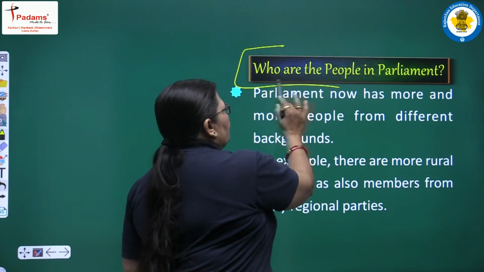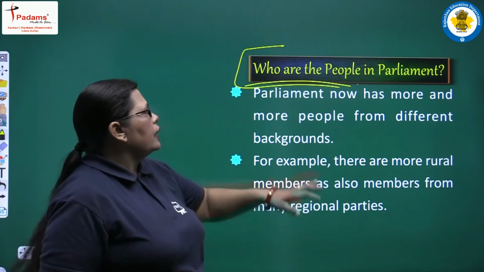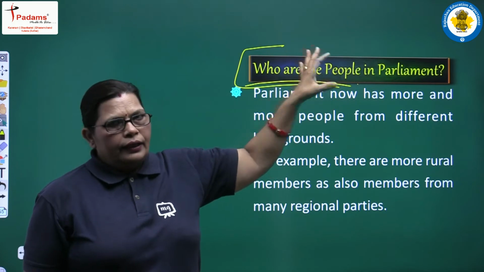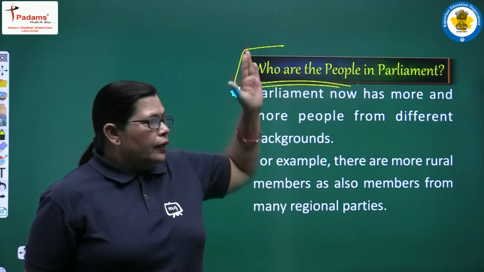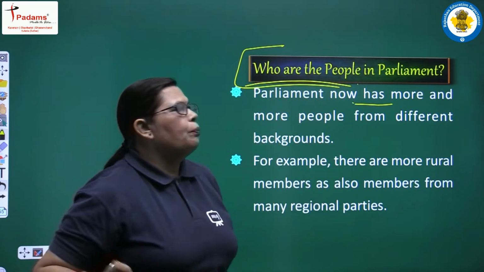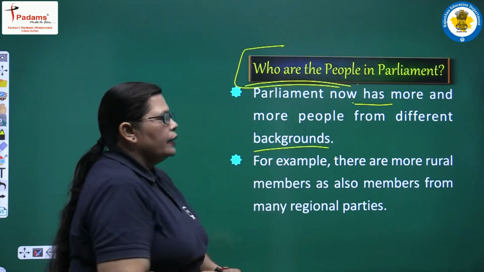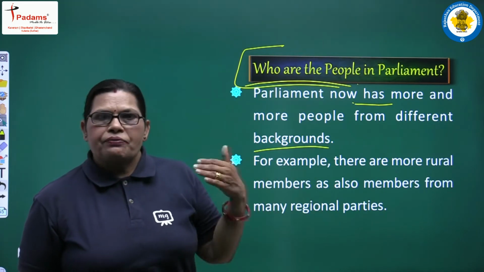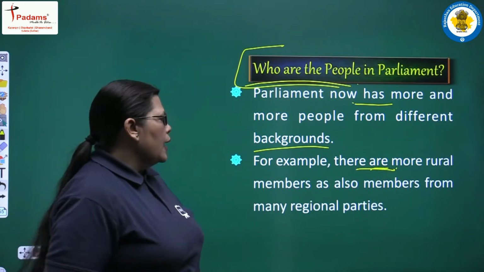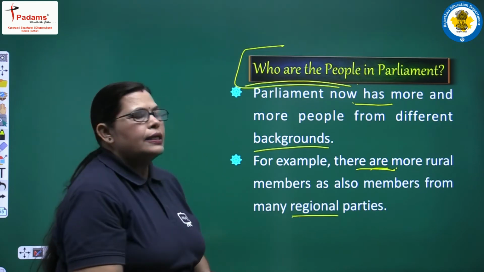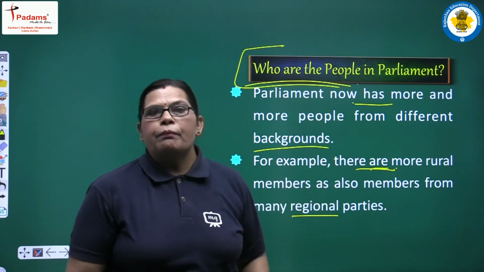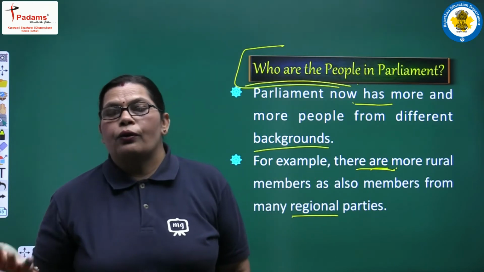Next important topic we have is about who the people in parliament are. पार्लियामेंट में कौन से लोग होते हैं? Yes, we have discussed a lot about this, but one by one we will discuss it here. Parliament now has more and more people from different backgrounds. Yes, different backgrounds, different regions, different states. For example, there are more rural members as also members from many regional parties. So, as regional parties have their own members, rural members are also there to represent their own region.